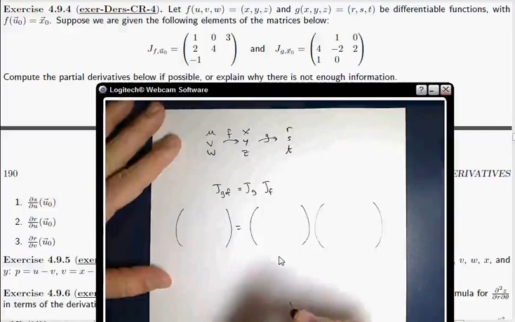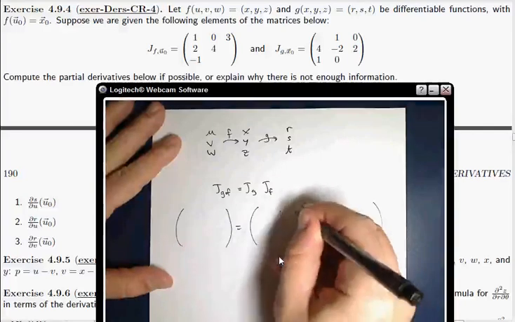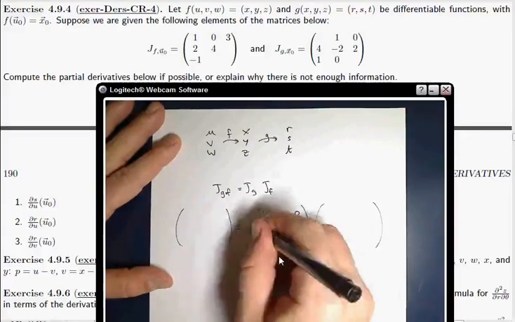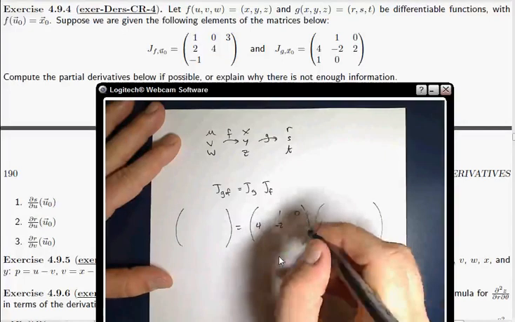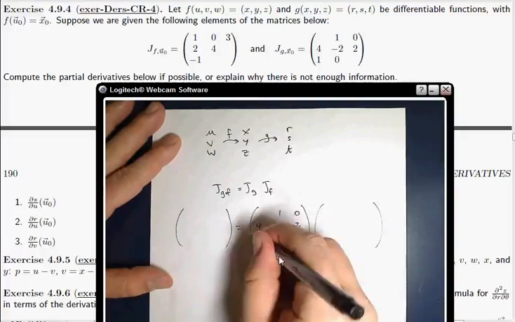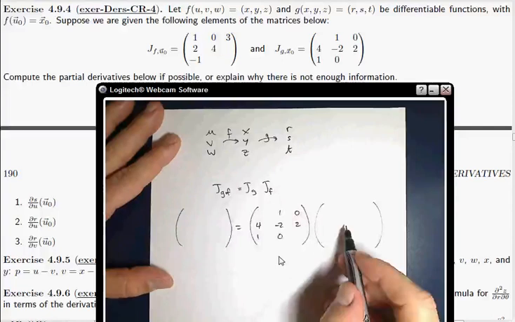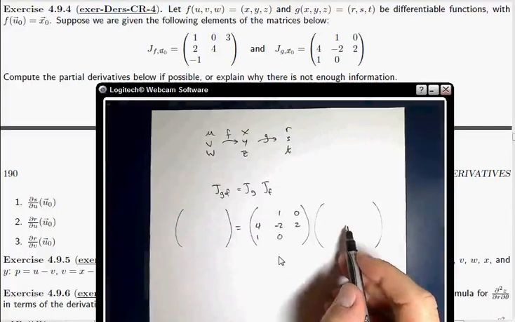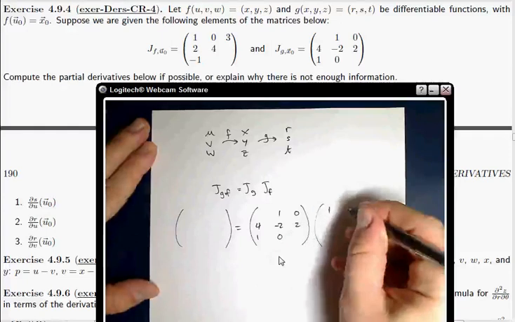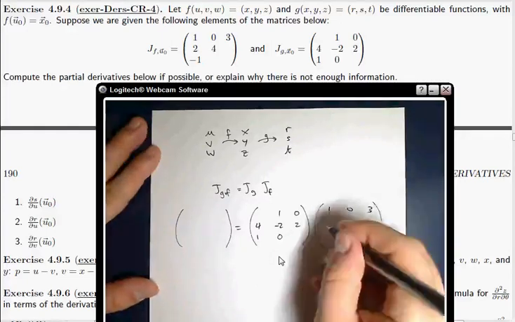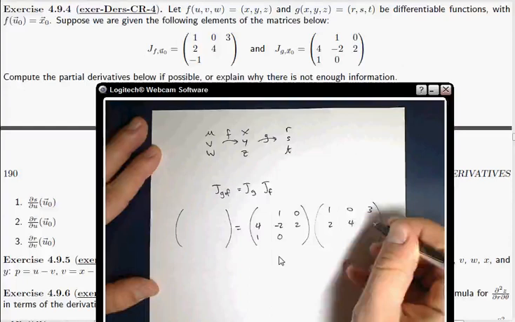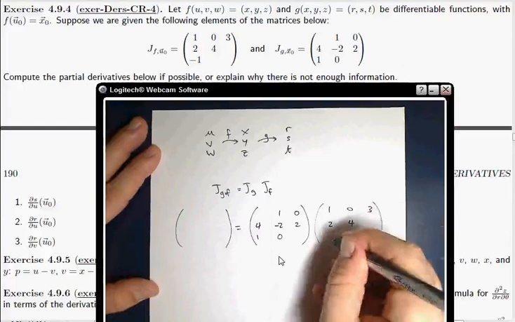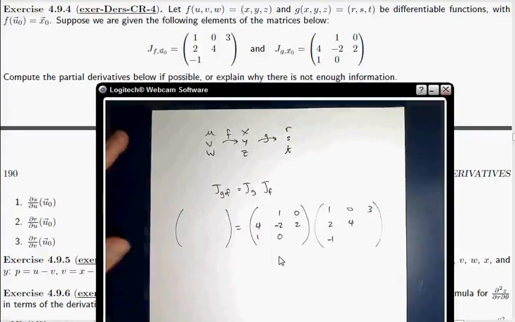So all I know is I have a 1 and a 0 there, 4, -2, 2, and 1, 0. And then likewise, this is the Jacobian of F, the matrix up there on the left. So 1, 0, 3, 2, 4, unknown, and then -1, a couple of unknowns there. So this is all I really know.